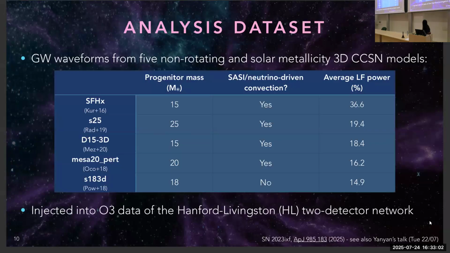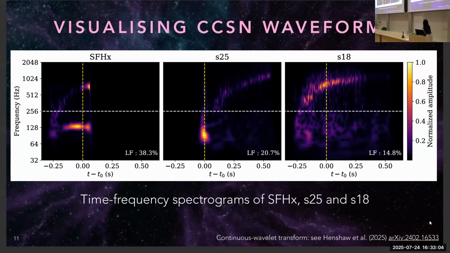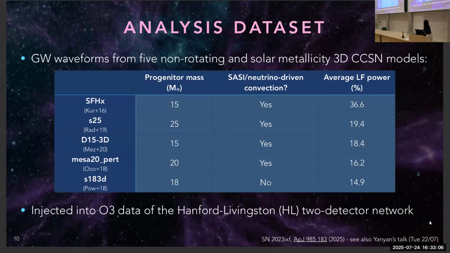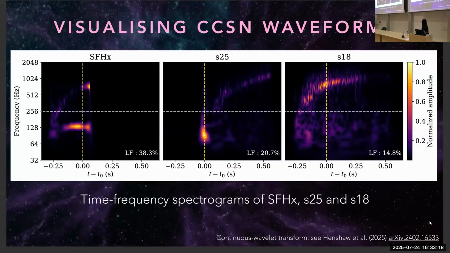To highlight, the numbers in this right column are calculated by averaging over 175 models injected at different orientations and different sky locations, just so we get a general idea of how these models behave overall. Okay, then we can see S25 also has this low frequency feature, and S18 still has some low frequency content, but not as prominent as in SFHX and S25, just to give you an idea.